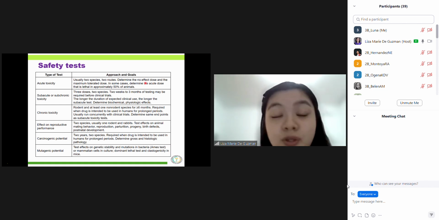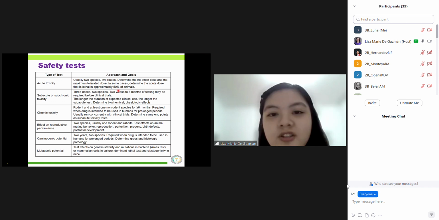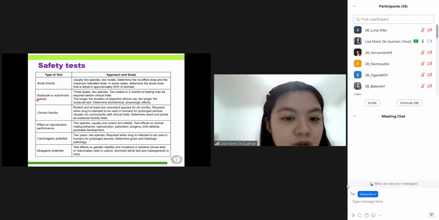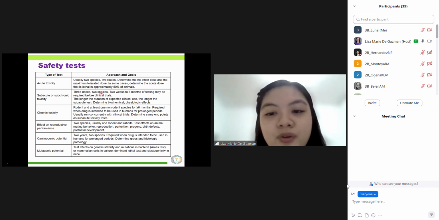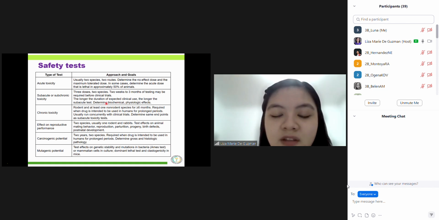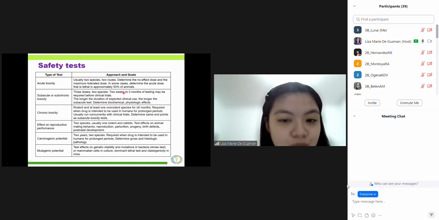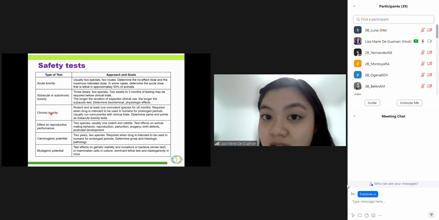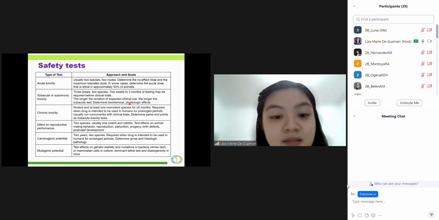And then we usually use animals here, 2 species, like rabbits and then rodents. So those are the examples. Then subacute or subchronic, for longer, if the drug or the substance is expected to be used for a longer period of time. So it is the same, in 3 doses and 2 species. Chronic toxicity is for more than 6 months.